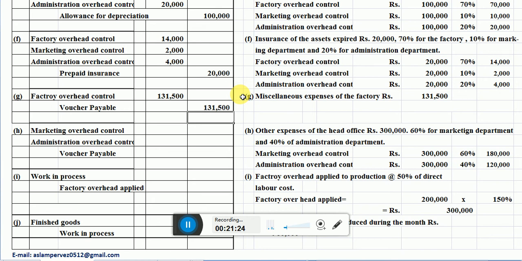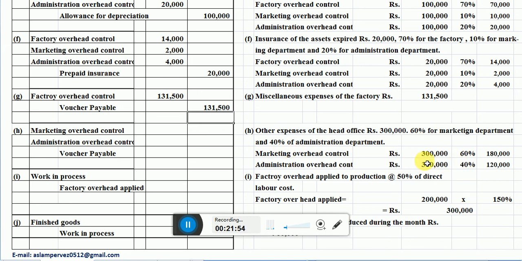Now students, other expenses of the head office, 3 lakh rupees, 60% for the marketing department and 40% for the administration department. Students, you are looking here, the above transaction expenses belong to the factory, but this transaction belongs to the head office, like marketing expenses and administration expenses, as 60% and 40% here.